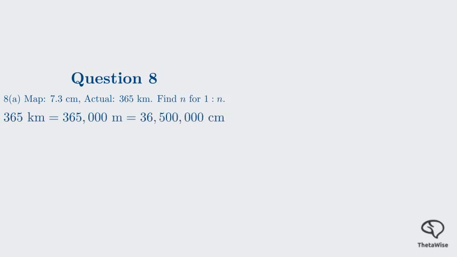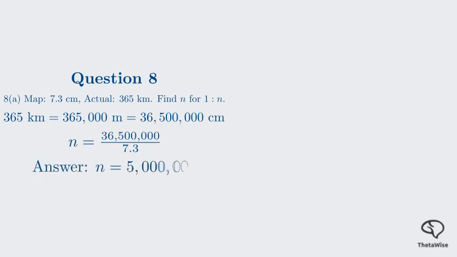Question 8 covers map scales and bearings. To find the scale, we must use the same units for both values. Let's convert 365 kilometers into centimeters. Now we set up the ratio 7.3 to 36,500,000. To get the 1 in the 1 to n format, divide both sides by 7.3. Using your calculator, this gives 5 million.